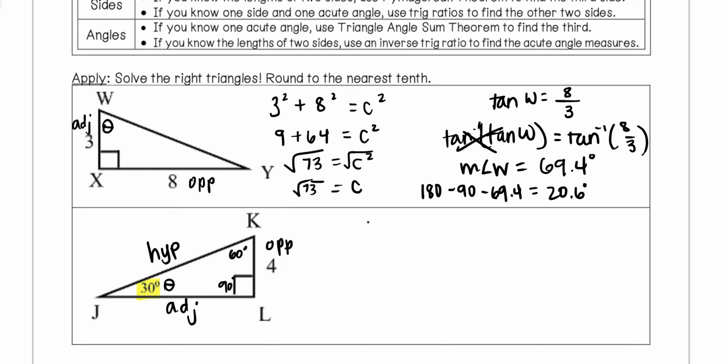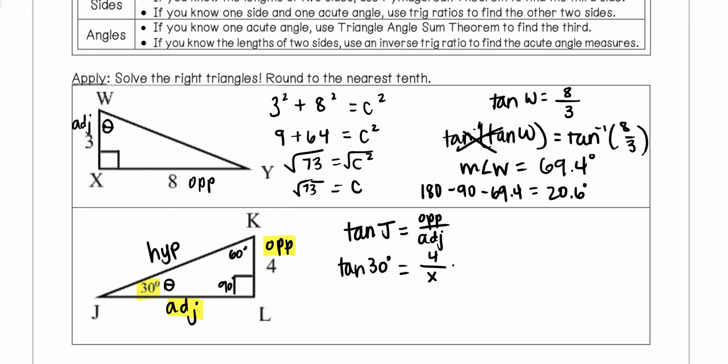We are going to find that side JL first. So if I want to find JL, I'm using opposite and adjacent there. So that's going to be my tangent function. The tangent of angle J will equal the opposite over the adjacent. So let's plug in what we know. Angle J is 30, so we'll take the tangent of 30 degrees, and we'll set it equal to the opposite 4 over the adjacent, which is x.